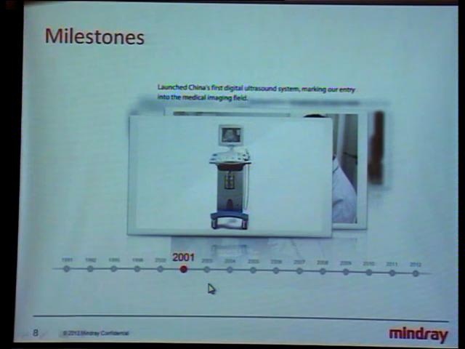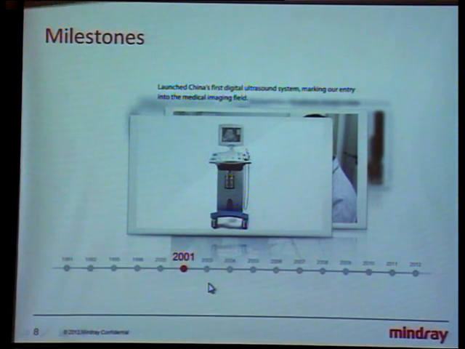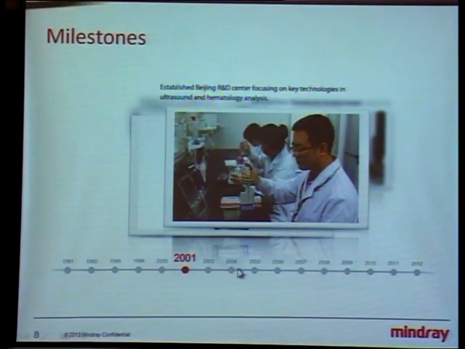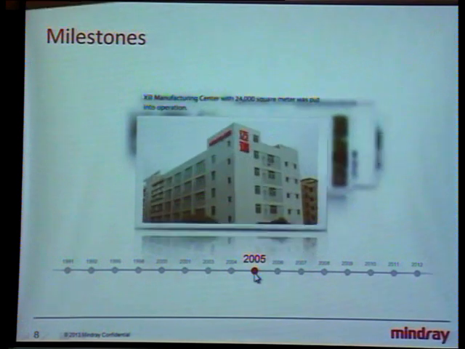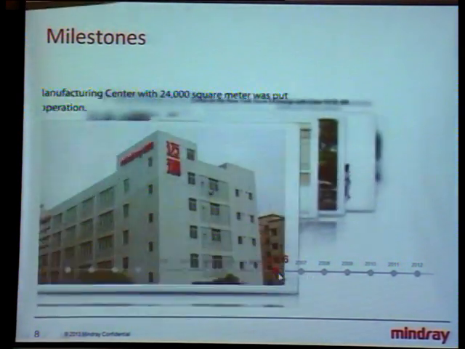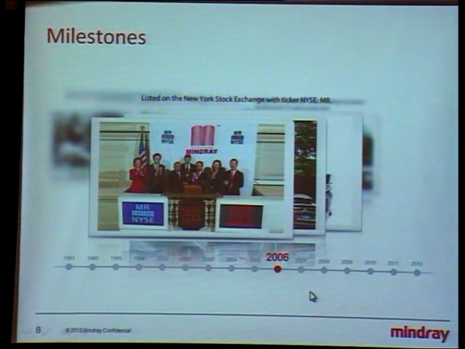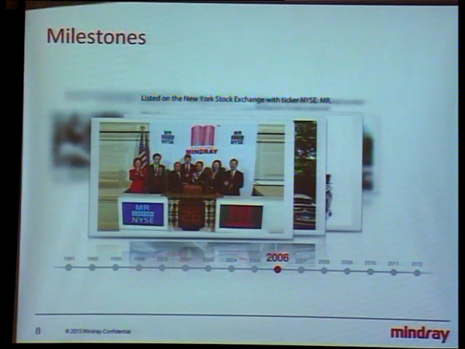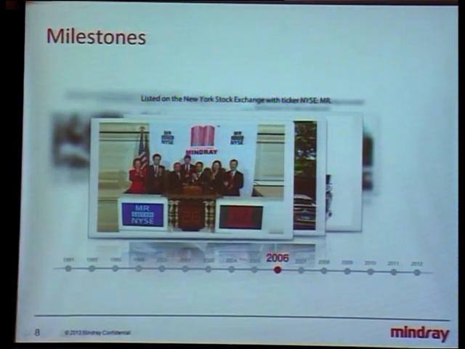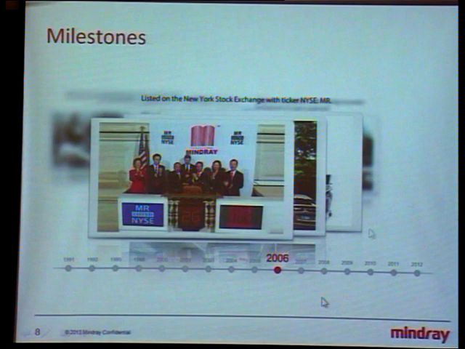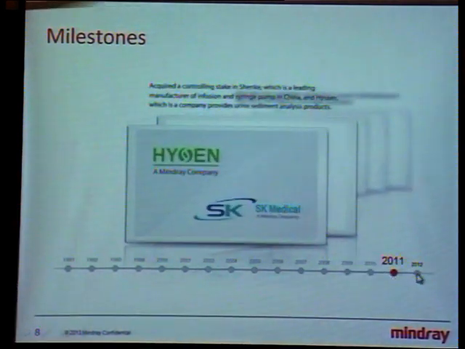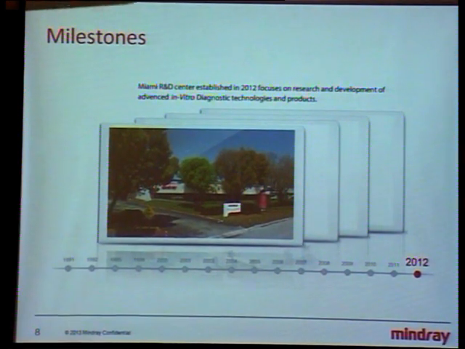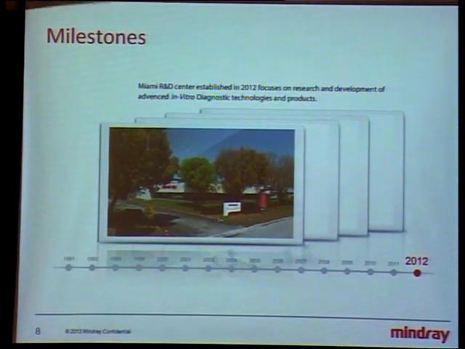In 2001 we developed our first ultrasound equipment. In ultrasound, we are just a 12-year-old organization. Some of our manufacturing centers were here. This is where we got listed on the New York Stock Exchange in 2006. And it talks about the Neomi R&D Center in 2012.